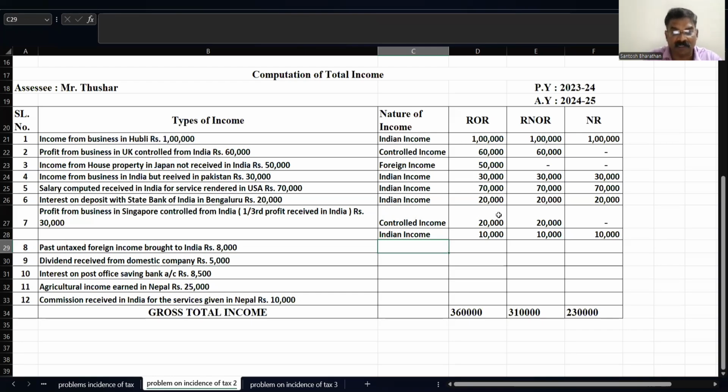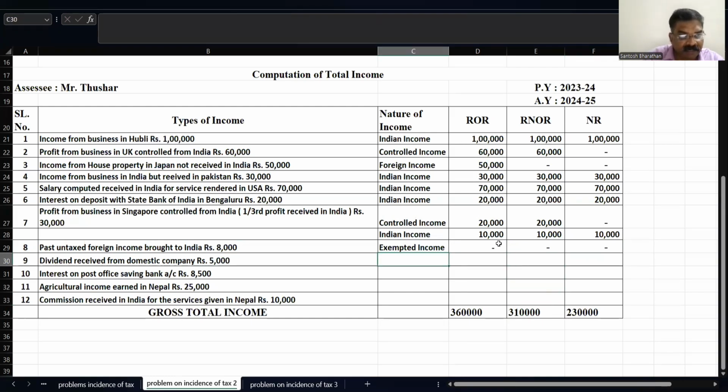Next, past untaxed foreign income brought to India. Any untaxed foreign income which is brought to India during the previous year is exempted. Exempted income. So what do I do? That is tax free. So I cannot mention tax free here because it will cause a problem while totaling. So what do I do? I put it as 0, 0, 0.